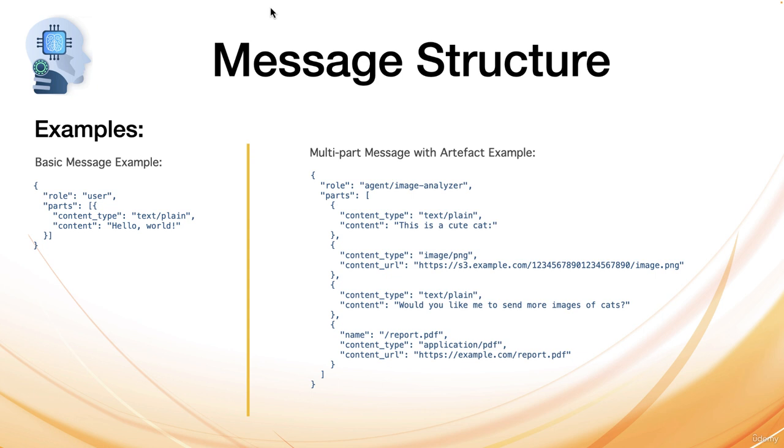The first part is a plain text. The second part is an image, and it doesn't have content. Instead, it has content URL. So we are using the reference content delivery model, and it's pointing to a PNG file on the internet. The last message part, as you can see, has a name, so it's an artifact. The name is the name of a file called report PDF. Its content type is application PDF, and it's pointing to a PDF file on a website.